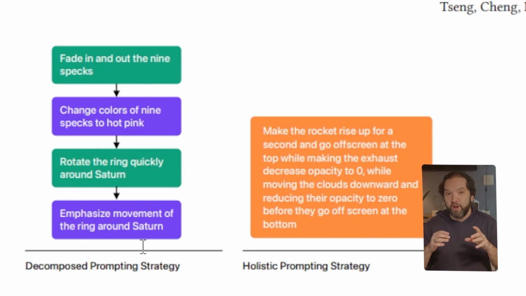So each one of these are simple single things that they want to animate, versus what we're becoming more used to in the holistic prompting strategy, which right here says make the rocket rise up for a second and go off screen at the top while making the exhaust decrease opacity to 0, while moving the clouds downward and reducing their opacity to 0 before they go off screen at the bottom. Now, what they talk about in their research is that by doing it in the holistic way, one thing might take strength over another, and this might happen more heavily, versus I want this to happen, and then I want this to happen, and I want this to happen.